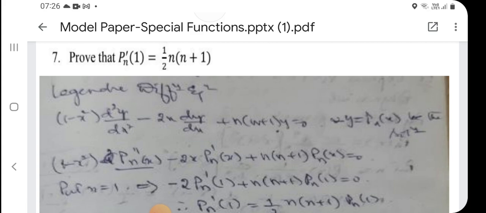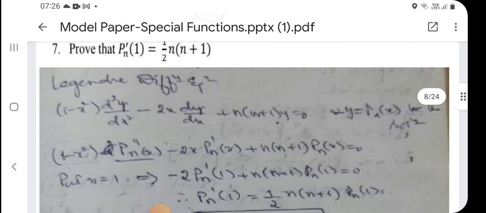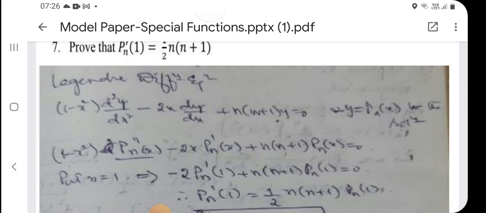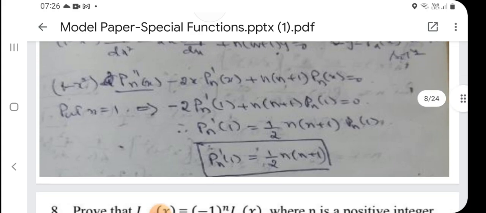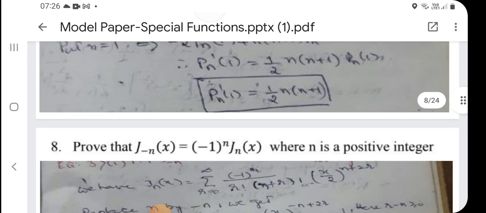When you put x equal to 1, the first term vanishes. So we get minus 2 into 1, that is minus 2 Pn dash at 1, plus n into n plus 1 into Pn at 1 equal to 0. In other words, taking it to the other side, Pn dash at 1 equals 1 by 2 into n into n plus 1 into Pn at 1. We know that Pn at 1 is equal to 1. So we have Pn dash at 1 equal to 1 by 2 into n into n plus 1. That's it.